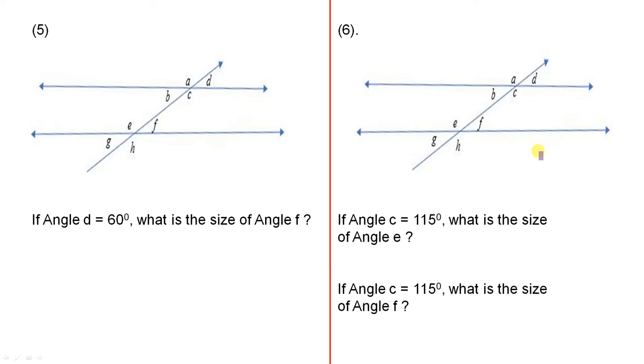The next one, if angle C equals 115 degrees, what is the size of angle E? And finally, if angle C is 115, so it's still 115 degrees, what is the size of angle F? That's that one there.